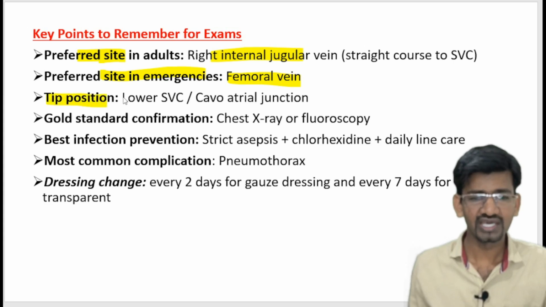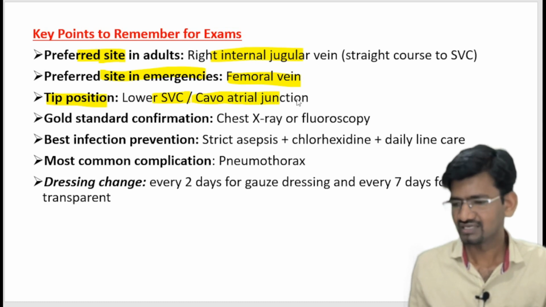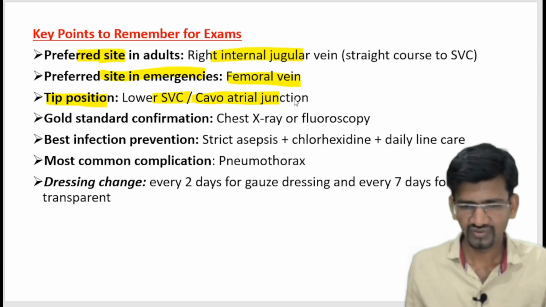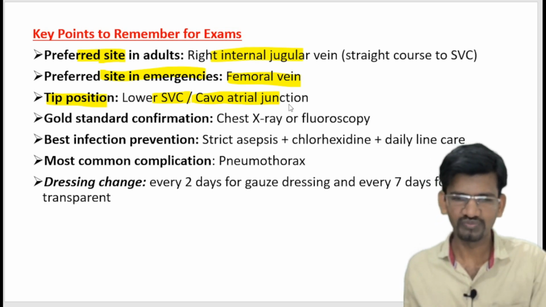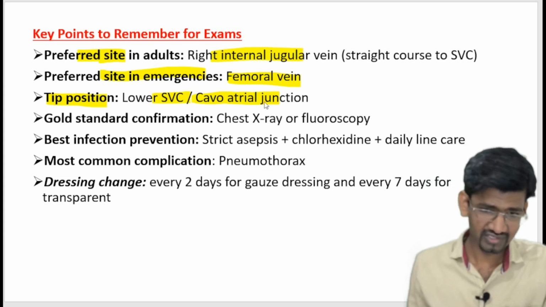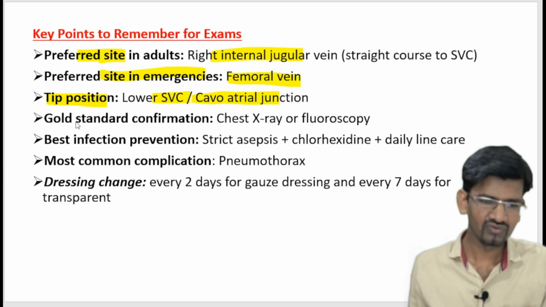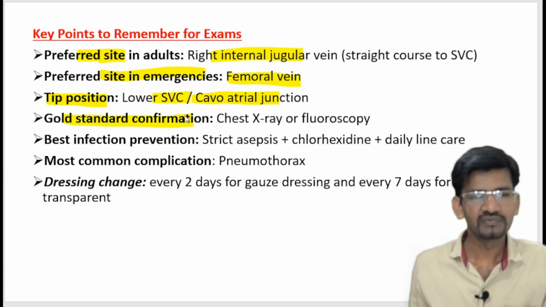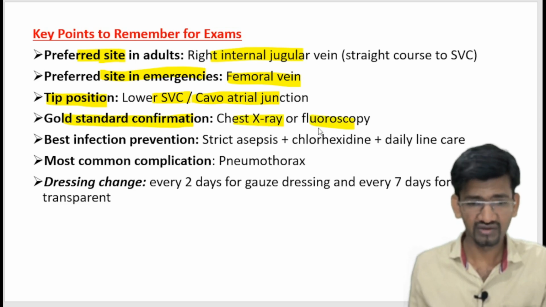Then tip position, as I told. There are two sites. One is the lower superior vena cava or the cavo-atrial junction. This is, as I told, where the superior vena cava meets the atrium, or it touches the superior wall of the right atrium. This helps to assess or monitor the central venous pressure. Then how do you confirm the tip position? This is confirmed by chest X-ray or fluoroscopy.